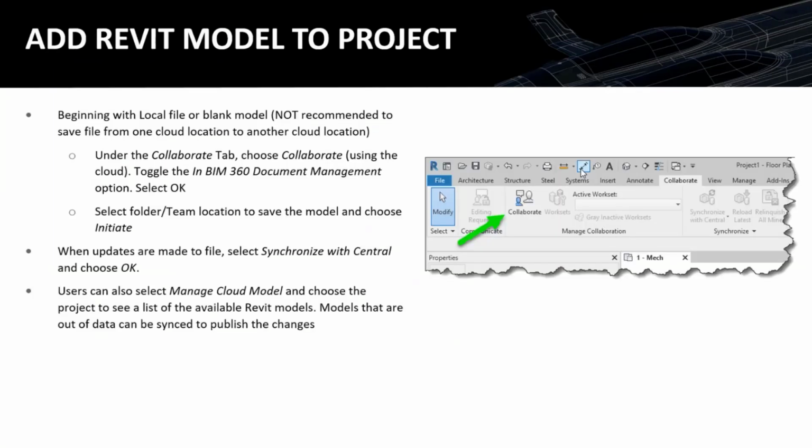All right. So next one is Revit model to projects. Okay, so for this Revit model, if you have subscribed to it, you can use this Collaborate tab. This Collaborate tab is for you to collaborate with the cloud straight away.